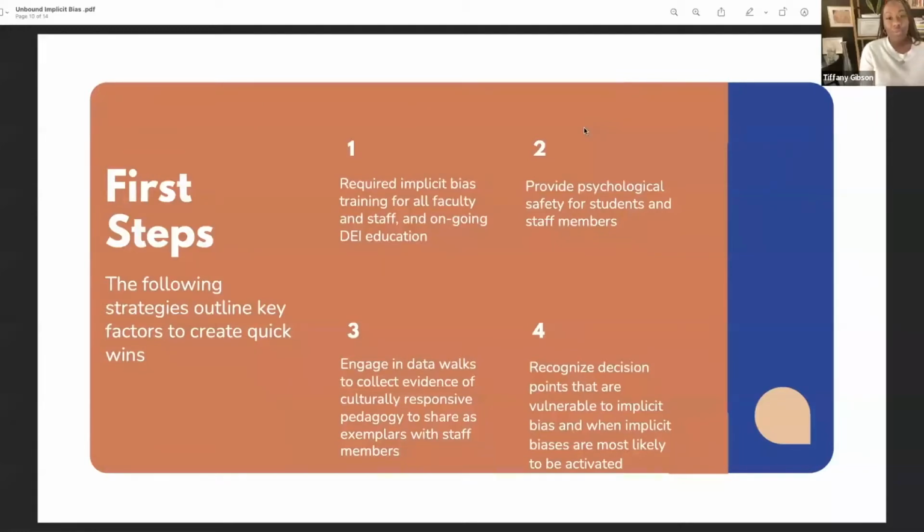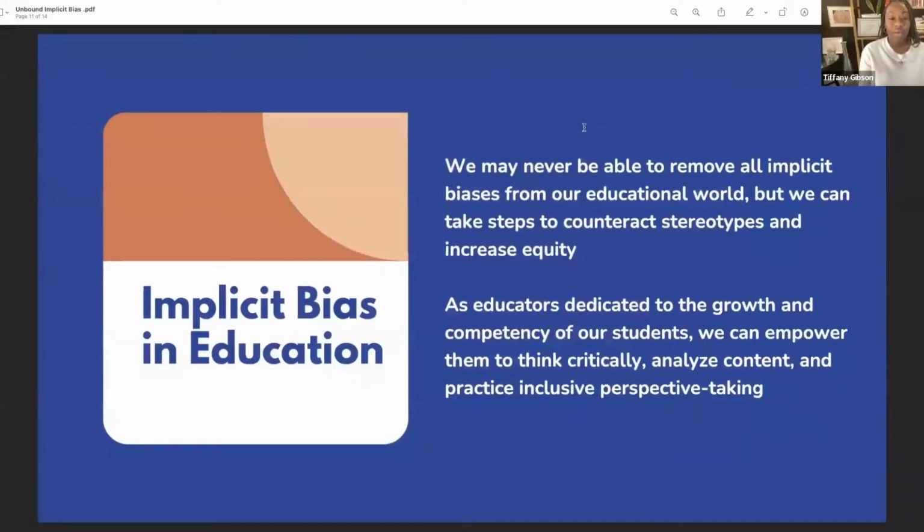Our students are more than just numbers, they're humans. And we want to lead with human kindness, right? And dignity and humanity before just jumping right into the business and being clinical all the time. With implicit bias education, we know that it's never going to be completely removed from everything that we do. Again, everyone has implicit bias, and because it's unconscious, we sometimes may not even know that it's there. But we definitely can take steps to counteract these stereotypes and increase equity.